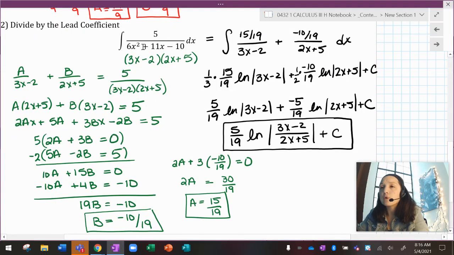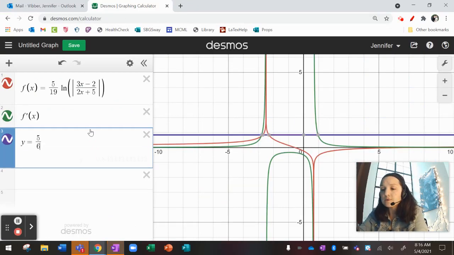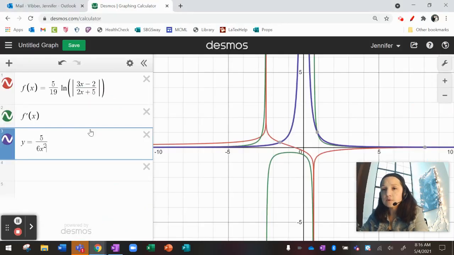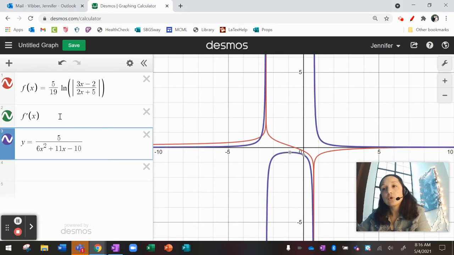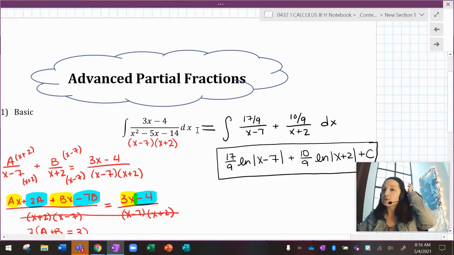And I want that thing in green to match my original rational expression, 5 over 6x squared plus 11x minus 10. Green, purple, green, purple. They match. The derivative of my antiderivative equals the integrand, which is exactly what I wanted to happen. Hooray! So there are two of our basic advanced partial fractions. Okay, that's partial fractions in a nutshell.